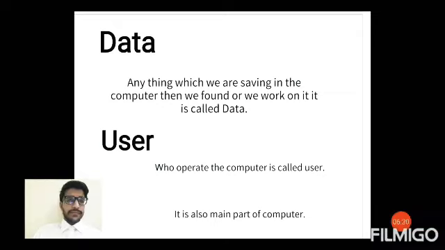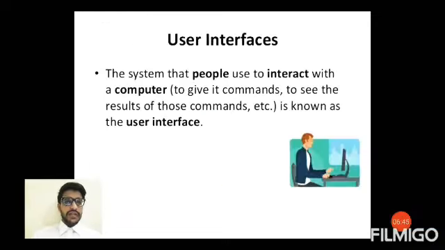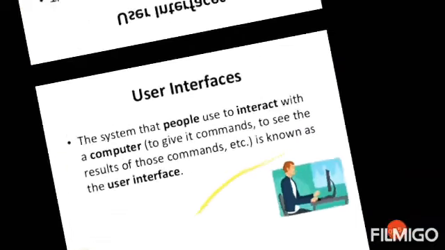Data is the things which are saved in a computer and that we work on. It is called data. The one who operates the computer is called the user. The user is also a main part of the computer. Users interact with the computer to give a command and see the result of those commands. This is known as user input.